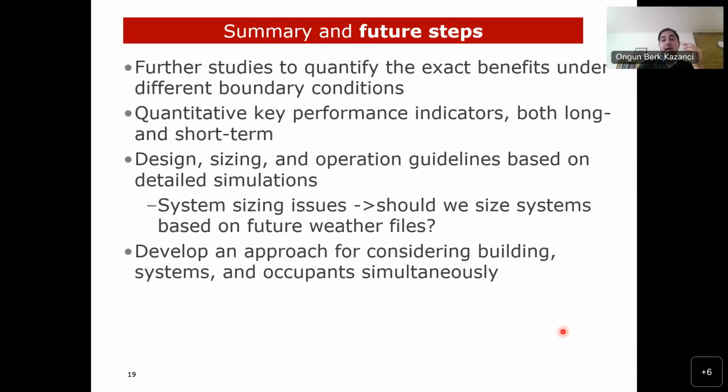And of course, most importantly, buildings and our built environment are for people. So of course, here we talk about what the building can do, what the system can do, but what we have to consider is what the people can do or what they can tolerate. So we'll develop an approach that can integrate what people can cope with into all these simulations and calculations.